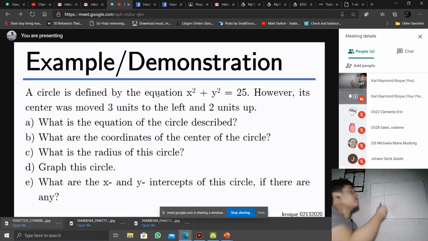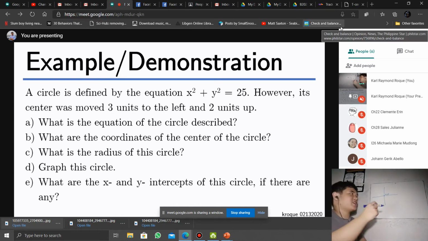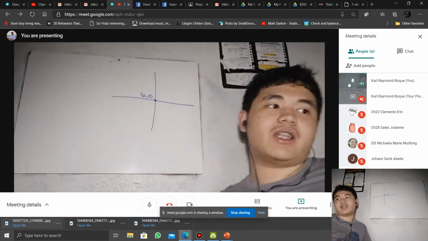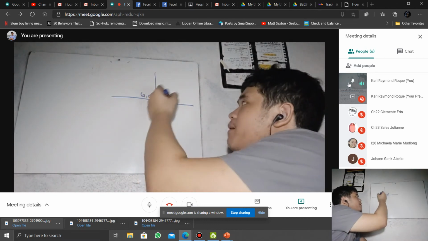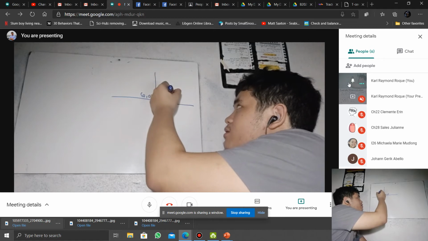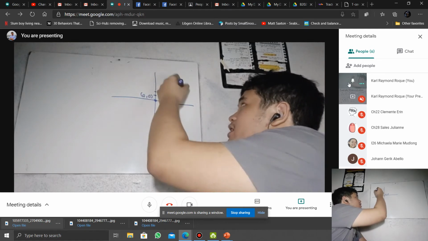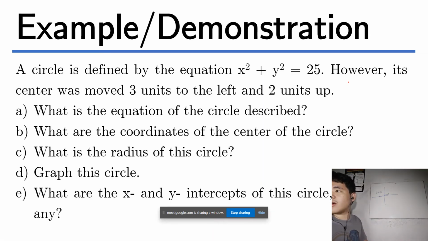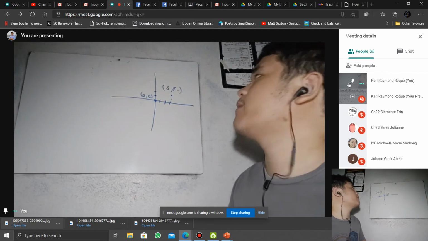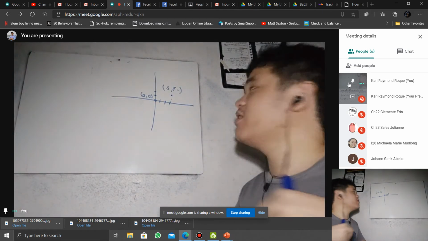This is the center, (0, 0). The center was moved 3 units to the left and 2 units up. Let's do exactly that. Look at the whiteboard, guys. 3 units to the left: 1, 2, 3. Then 2 units up: 1, 2. So our new center is here. What is the equation of the circle described? Did the radius of the circle change? No, we just have a new center.